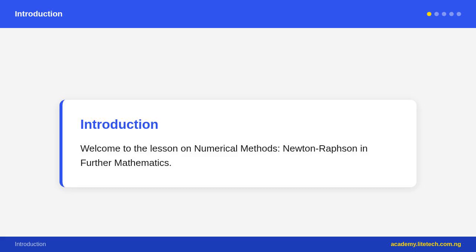By the end of this lesson, you will state and derive the Newton-Raphson formula, apply it iteratively to find roots to specified accuracy, identify when the method may fail, and answer WAEC further mathematics problems.